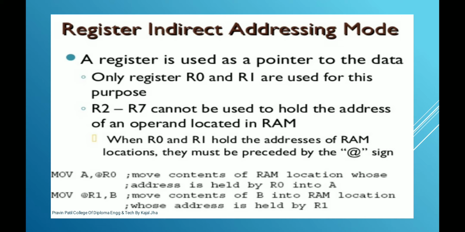So some examples are MOV @R0, B. This is also okay, that means move the content of B into the RAM location whose address is held by R1. Another example is if the instruction is MOVX A, @R0, where R0 is a memory pointer for an internal data memory.